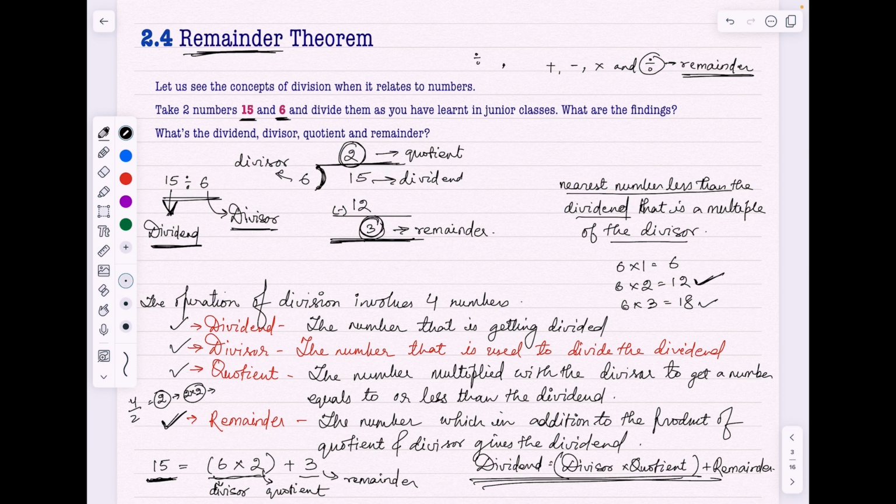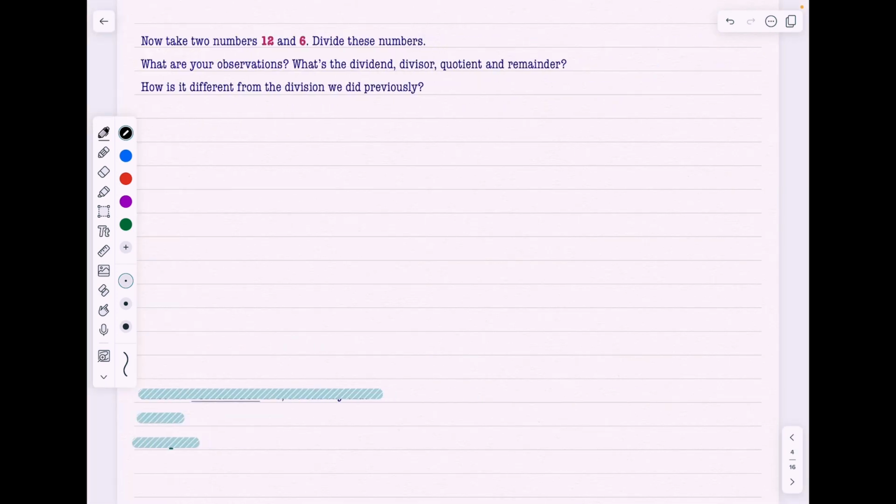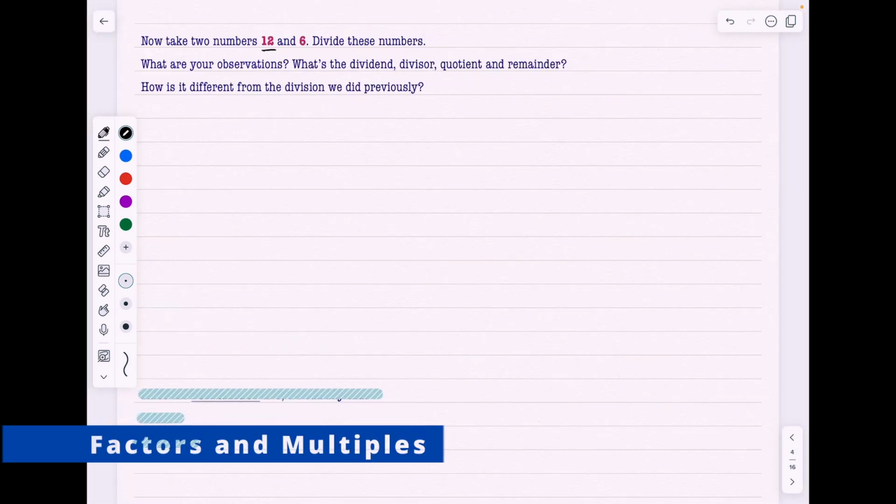But since there is no carryover, you stop there. Either the remainder becomes 0 or there is no carryover, you stop when you divide two numbers. Okay. Now the second question is 12 by 6.